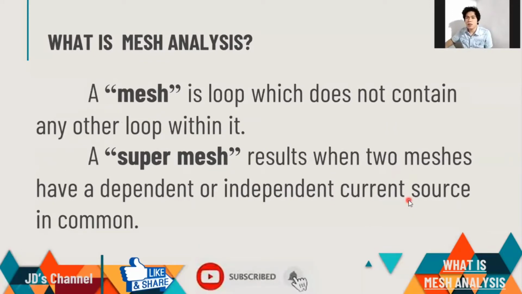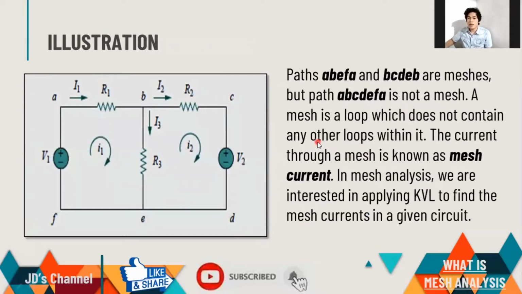So again, a mesh is a loop which does not contain any other loop within it. It is clear that when we say mesh, it is just one, a single loop with no other loop inside it. Because if there is another loop, this is where the super mesh comes in. A super mesh results when two meshes have a dependent or independent current source in common. For example, when there is a shared dependent or independent current source, that is where a super mesh appears. Later we will see a circuit with a super mesh. Okay, so for illustration.